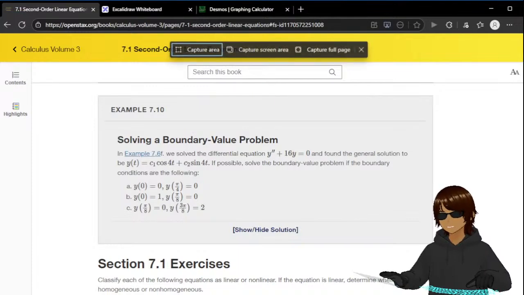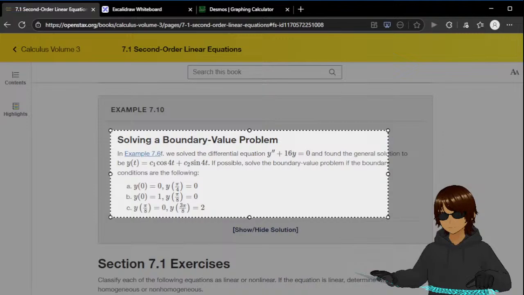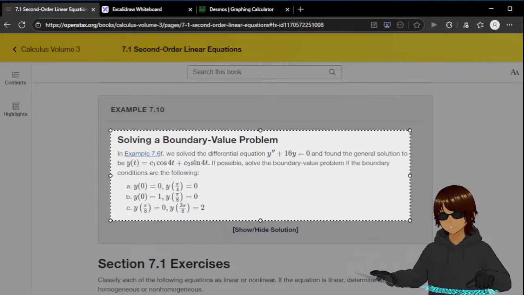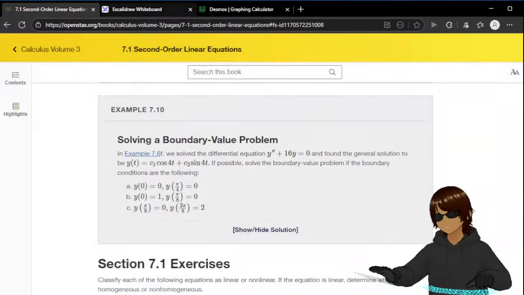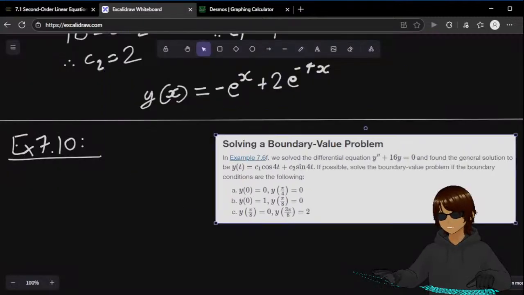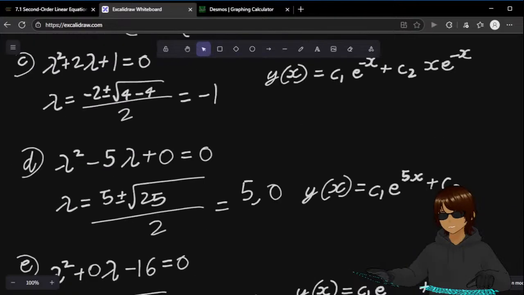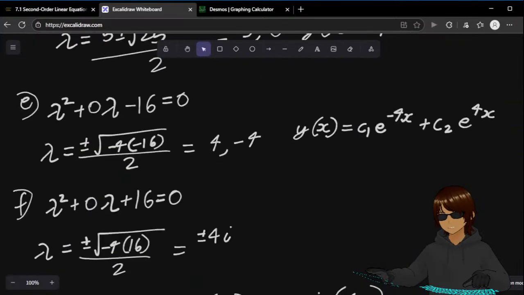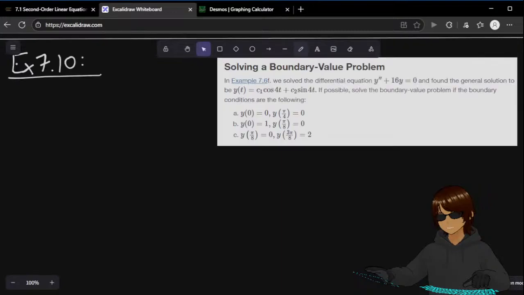Let me just take a picture. Copy. And let me paste it here, and then let me delete this because it takes up space. Okay. We solved this on the general solution. If possible, solve the boundary value problem if the boundary conditions are the following.